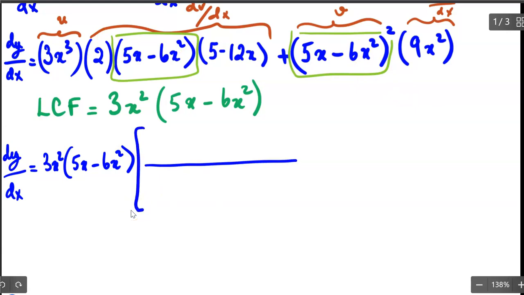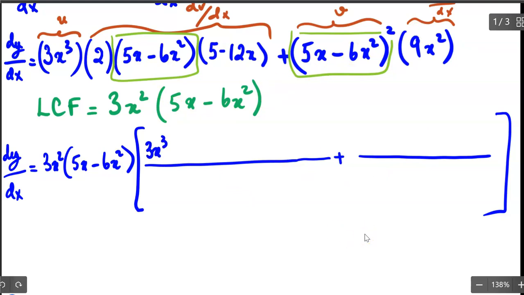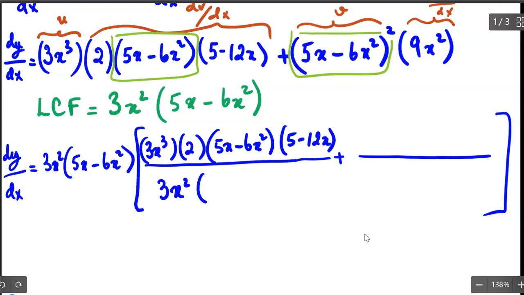What does it mean? That means inside this bracket, I have 2 terms, right? So the common factor means that I will divide this common factor into each of these expressions. I have this product adding with this product. So I will break them into 2, and I divide each of these by this product. So 3x to the exponent 3, I multiply this with 2. I multiply with 5x minus 6x squared, and I multiply with 5 minus 12x. In here I need to write the common factor down.